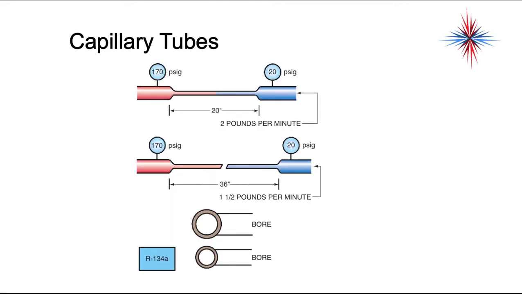So when we put this back in capillary tubes and actually look at the tubes themselves, if I have a 20-inch cap tube coming in at 170 psi on the liquid side, and the outlet is at 20 psi, I can be putting 2 pounds per minute of refrigerant through. If I have a 36-inch cap tube, again, same inlet pressure, same outlet pressure, I can restrict down to 1.5 pounds per minute. So the length of the cap tube and the inside diameter of the bore makes a big difference. By the way, the inside diameter is called the bore diameter or bore size.